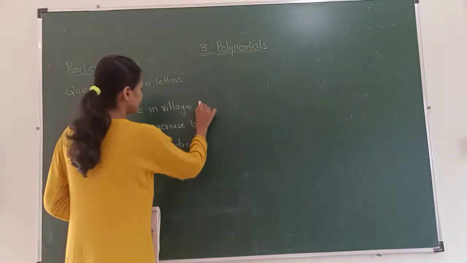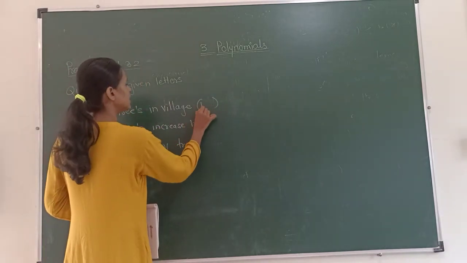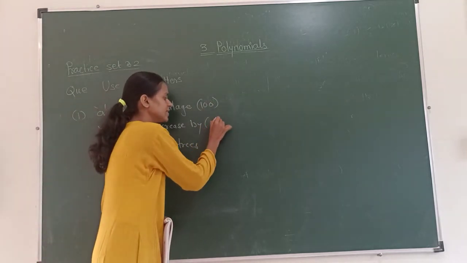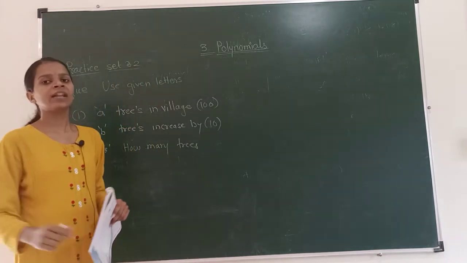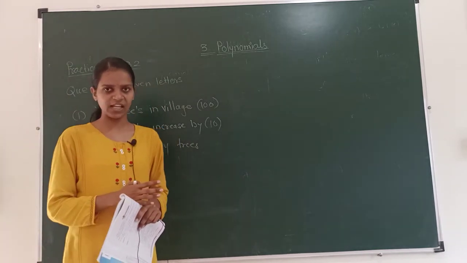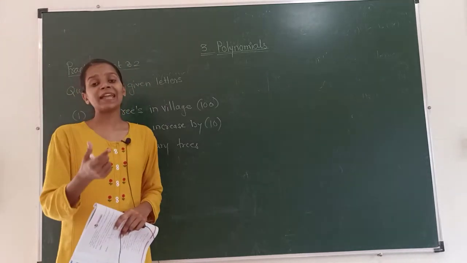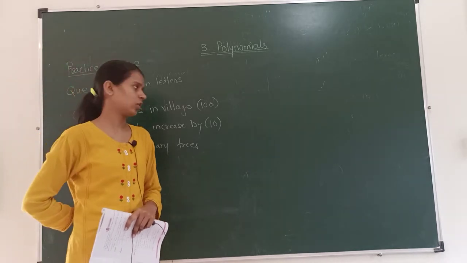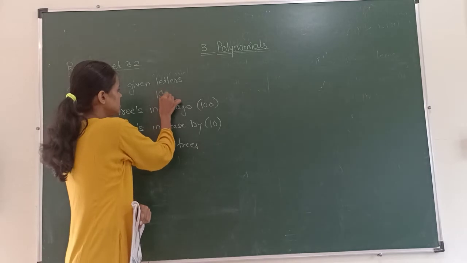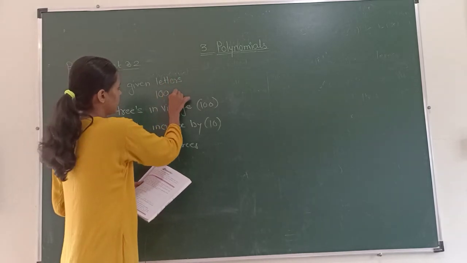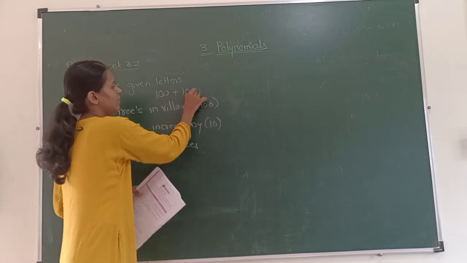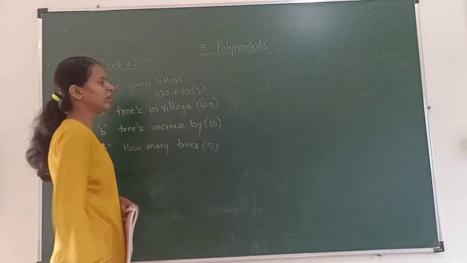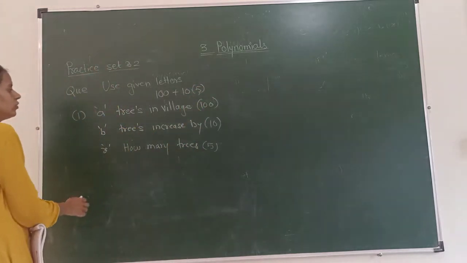If we take numbers, if there are 100 trees in a village and the number of trees increases by 10 every year, then what will be the trees after X years? How will we count? The equation for this is 100 plus 10x. We don't know the years. Suppose we have to count trees after 5 years, so we will write 10 into 5. Similarly we have to do it for this.